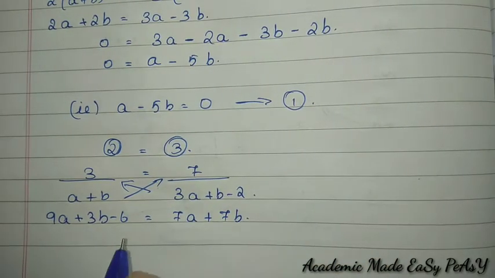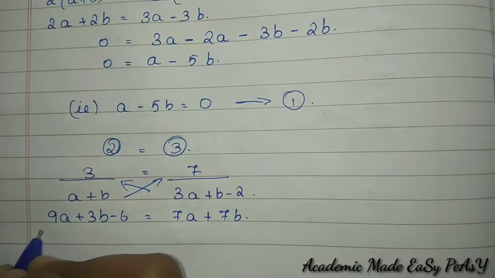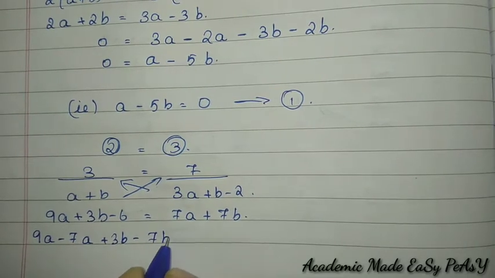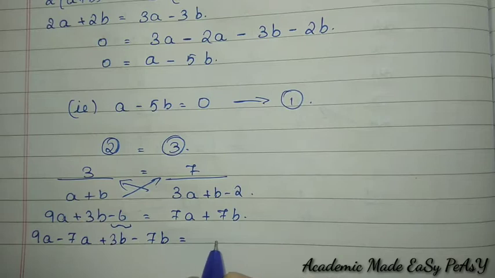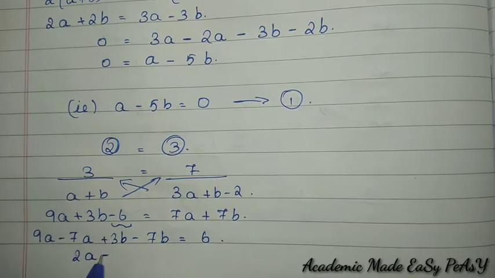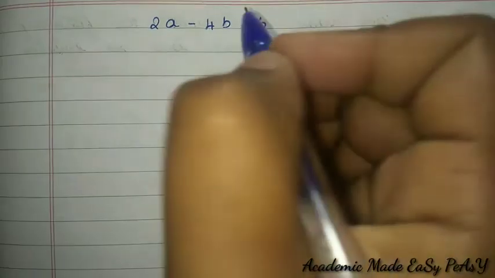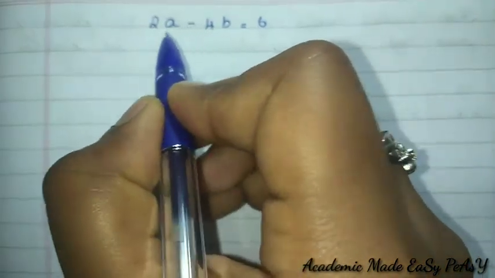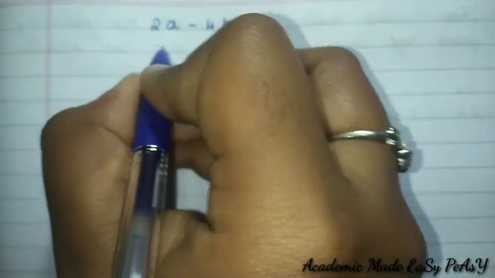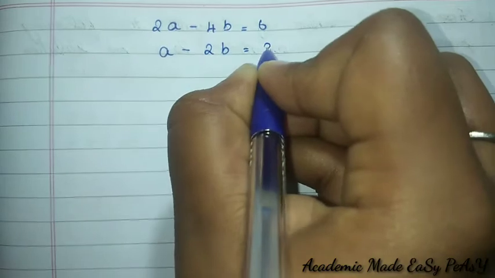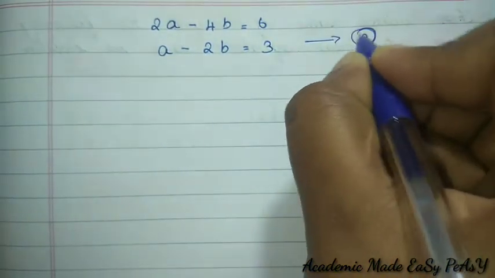Now I will just have my variables on one side. So 9a minus 7a plus 3b minus 7b is equal to, I will take this constant alone to this side, so it will become plus 6. So 9a minus 7a is 2a, 3b minus 7b is minus 4b, is equal to 6. If you carefully look at this, everything is a multiple of 2, so I will take 2 out. So if I take it out, I will have a minus 2b is equal to 3. Let this be equation 2.